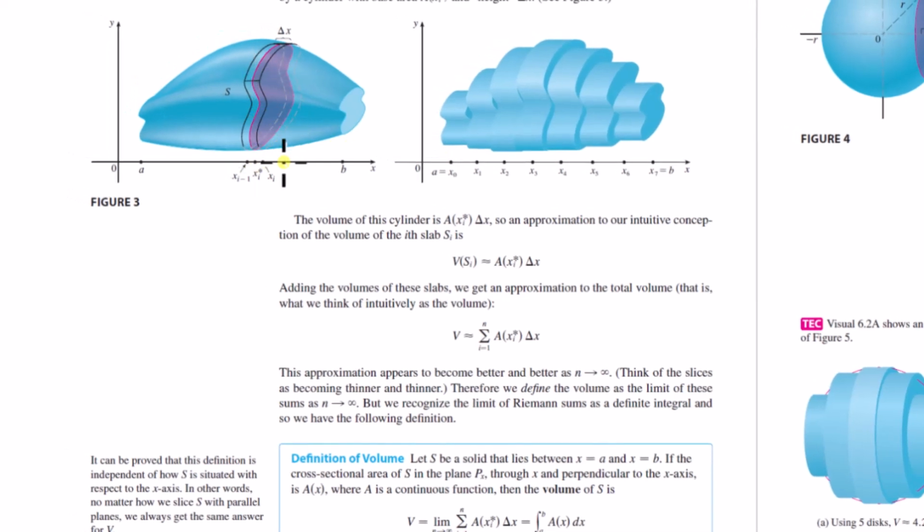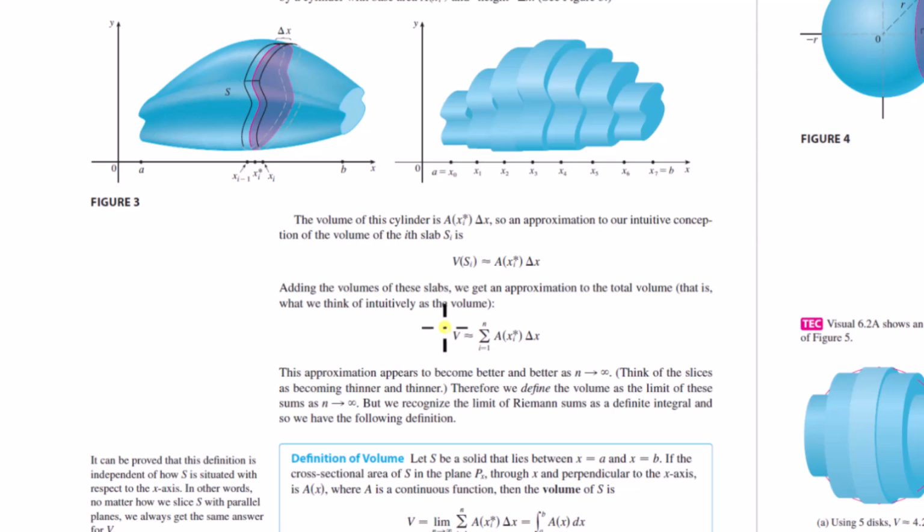Okay, so if we come back here, when you see that the element you've defined is clearly converging as you increase the number of those elements, that's when you can say, okay, I can make this into an integral. So here's the volume of just one piece. It's the area evaluated at xi star times delta x, okay?